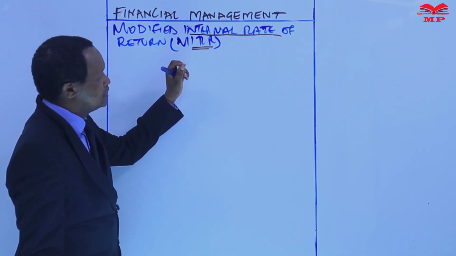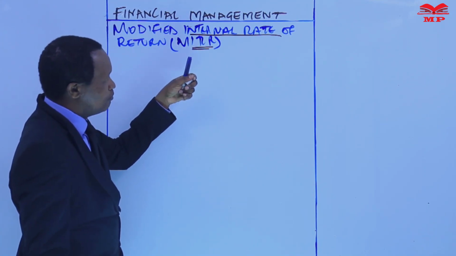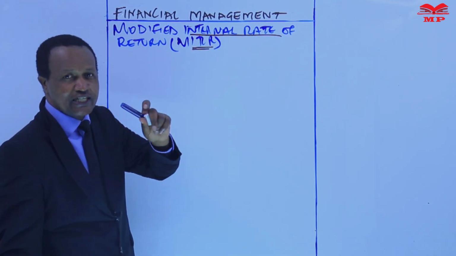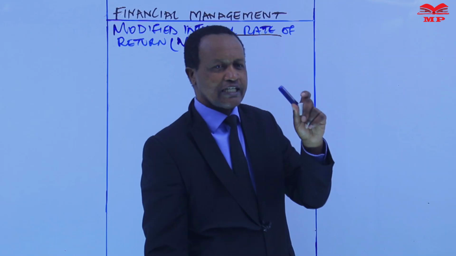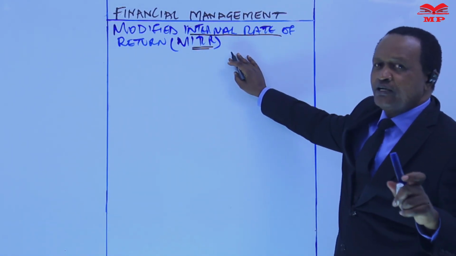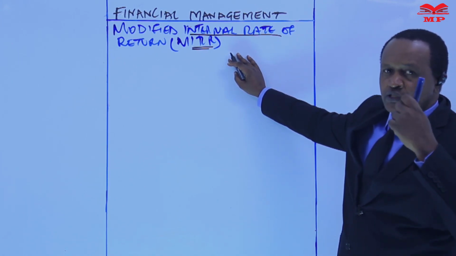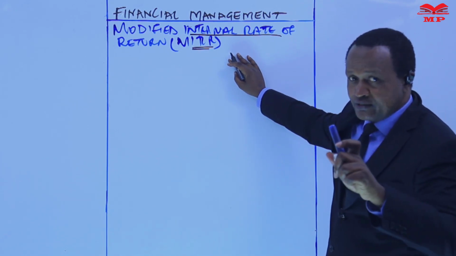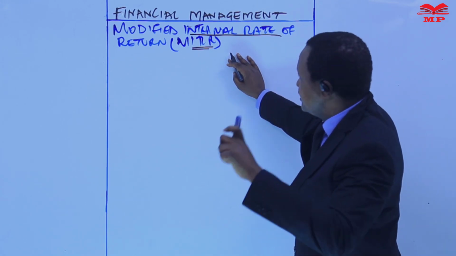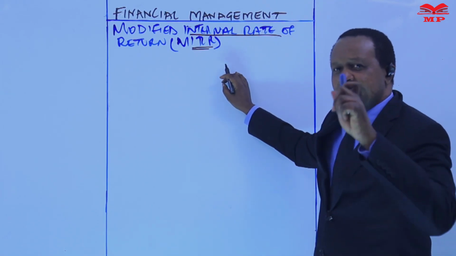And why do we need to modify the internal rate of return? It's because the internal rate of return has a limitation. It has a weakness, which the MIRR modifies or corrects. The MIRR addresses a key limitation of the IRR. That's why we are referring to this technique as modified IRR.